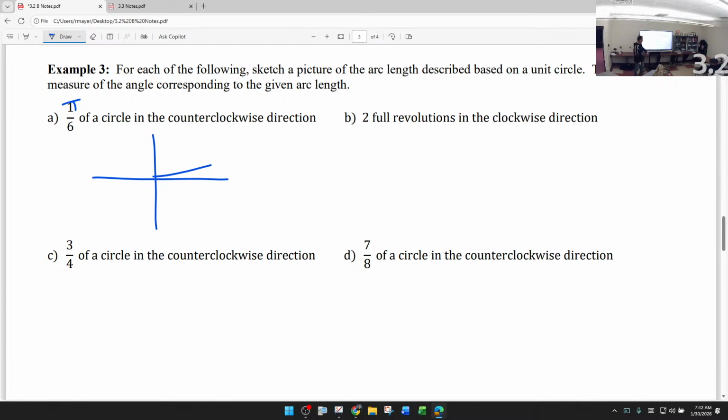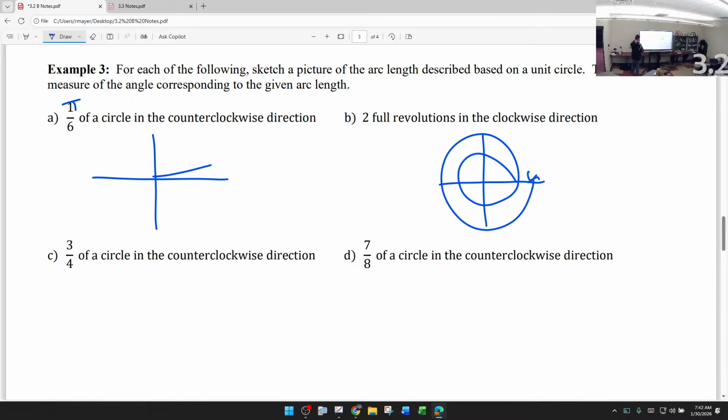Next one's what? 2 full revolutions. I don't know how you're going to do 2 full revolutions. 1, 2, I guess. Oh, I did clockwise. It doesn't matter if you do clockwise or counterclockwise. The important thing is where you end up. Y'all okay? I'm glad you caught that, though. So I did that wrong. It should have gone this way.